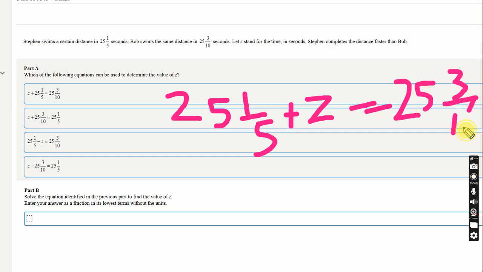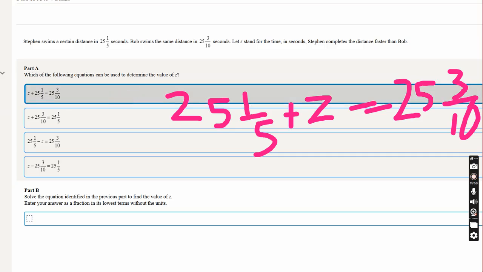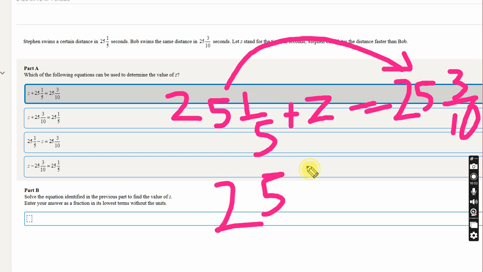This is when you add these two, then you get Bob's time. I hope you guys understand from Ahmed and Muhammad's like how we solve that. So that equation is this one. When you solve it, it's easy. You just take it to the other side. It's 25, 3 over 10 minus 25, 1 over 5.